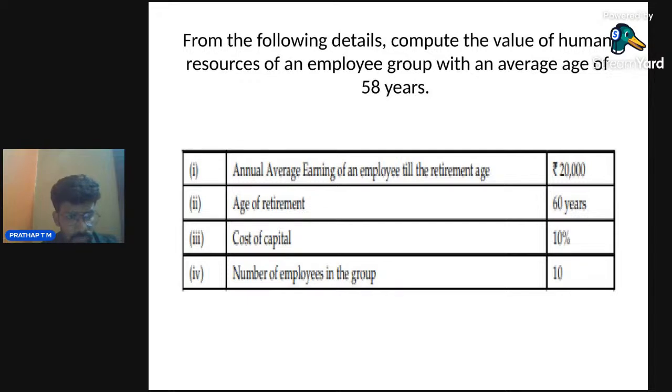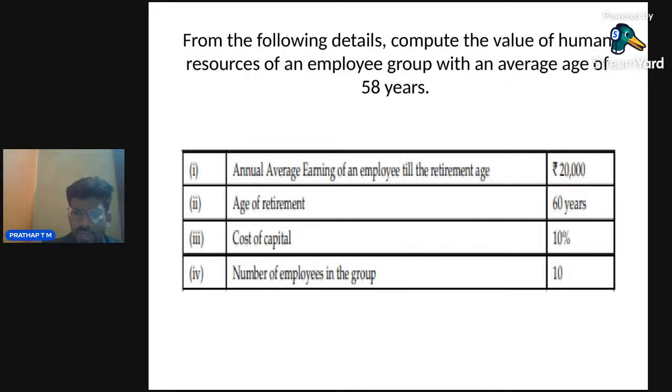What we have to do first. Here we require a present value annuity factor to determine the value of human resources for these kinds of problems. We have to determine that, it is the most important one. You have to know how to calculate the present value annuity factor. I'll tell you what the present value annuity factor is, and how we can use it for these kinds of problems. So first we have to know how to prepare a present value annuity factor.